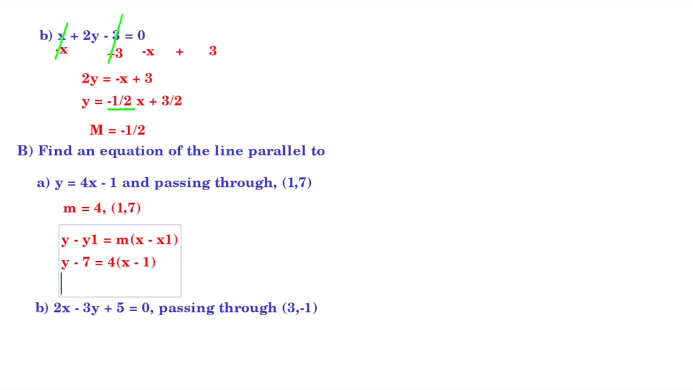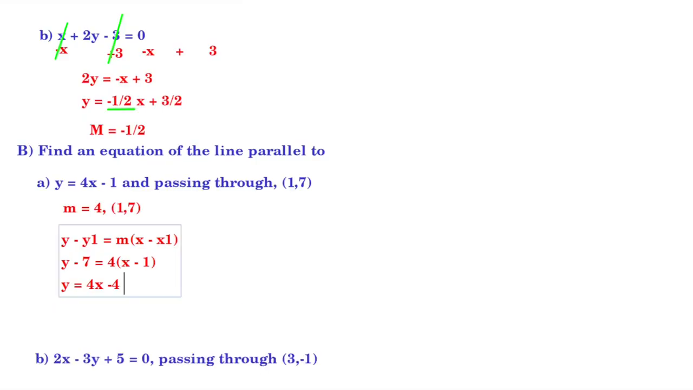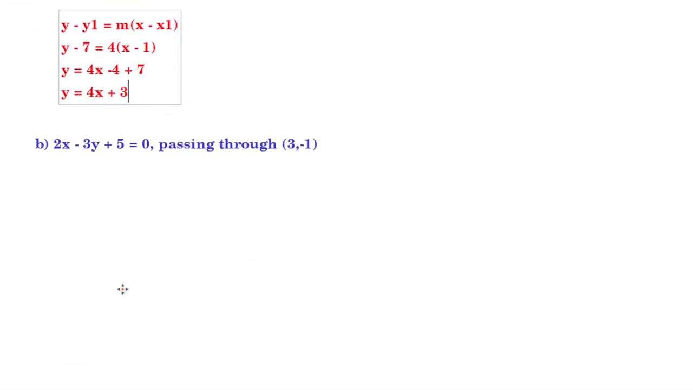Now from there we have y equals 4x minus 4. If we transpose the 7 to the other side, we are going to get a positive 7. And then this is now giving me y equals 4x plus 3. Let's find the solution for the next.